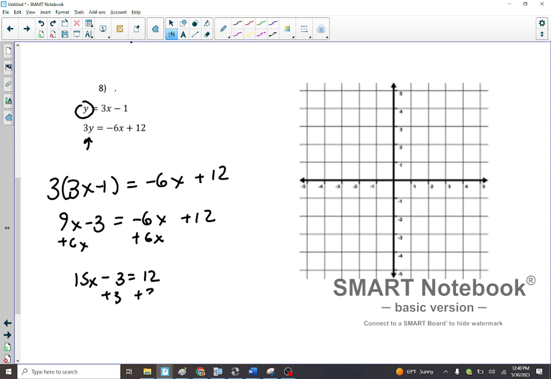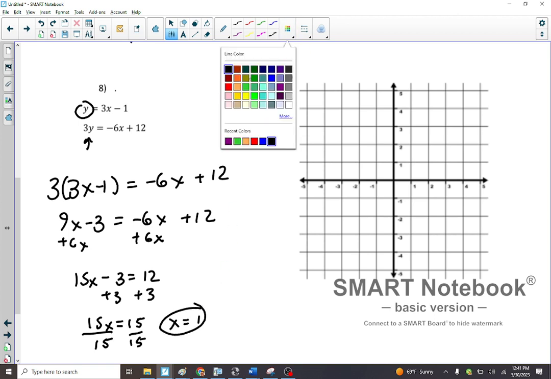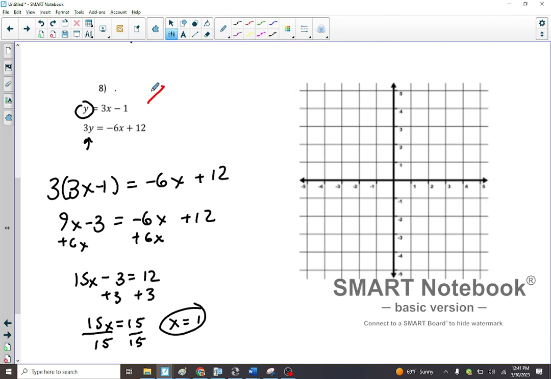Plus 3 on both sides. 15x equals 15. Divide by 15 on both sides. x equals 1. So what happens if I did divide by 3 on every single number on the bottom? Then you subtract down. So it should be 0 equals x. So yeah, minus something on both sides, yeah.